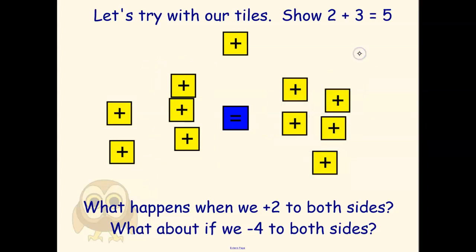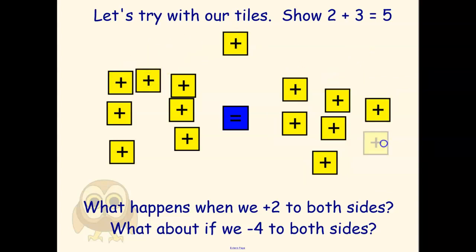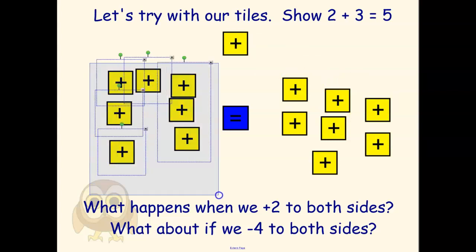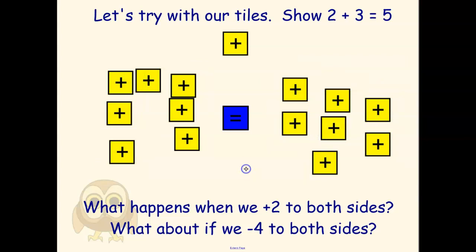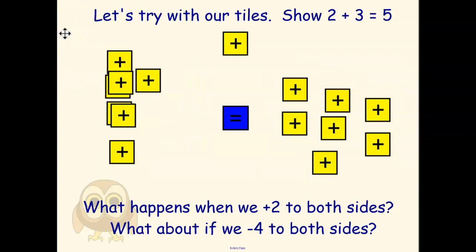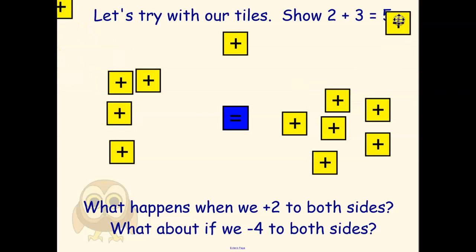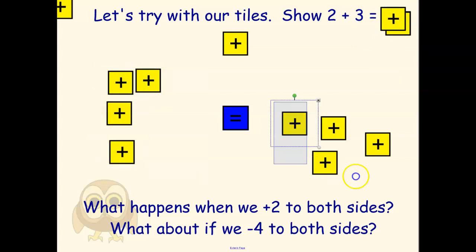So what happens if I add 2 to both sides? Alright, well, on this side I have 7. On this side I also have 7. So that's fine. What if I take, oh, well, the 3 stuck together. So let's say, what if I take 3 away from both sides? Alright, well, now I got 4 over here and I got 4 over here.